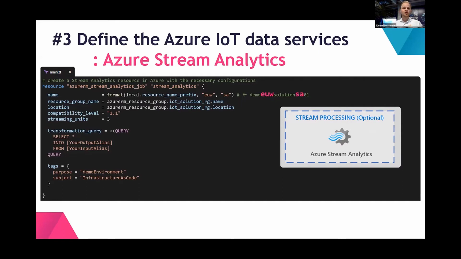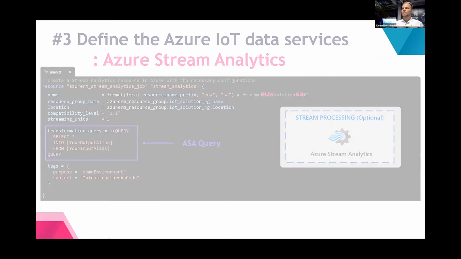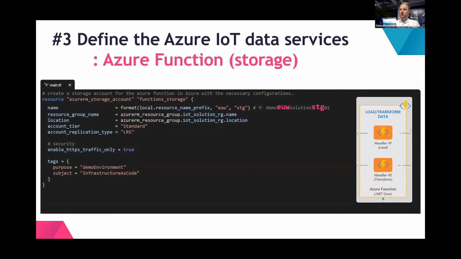And as you can see, the Azure Stream Analytics also has some resource-specific arguments, and I can define a specific query job in the configuration of Terraform. So you won't have to write this specific query in the portal. When I already know what kind of logic I want to use on the streaming data, I can define this specific query in Terraform. So when I'm going to deploy the solution, the entire Stream Analytics job is already configured and ready to use. After that, I'm going to create an Azure function.